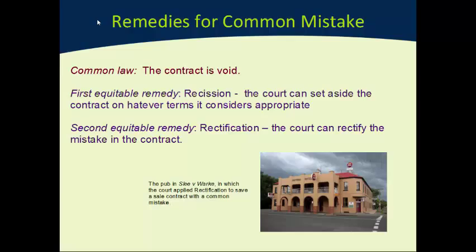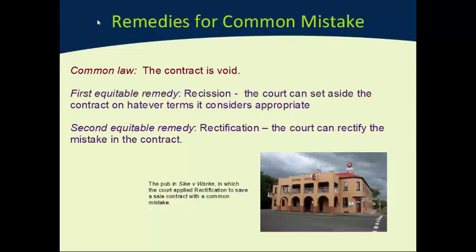And there are two equitable remedies that can be applied. The first, rescission. Now, rescission is kind of like making a contract void, except that the court gets to add conditions. So the court might add, for instance, that there be a compensation payment from one party to another, or the court might add whatever conditions it feels are necessary to ensure that the outcome is justice between the parties. The second thing the courts can do is what's called rectification.